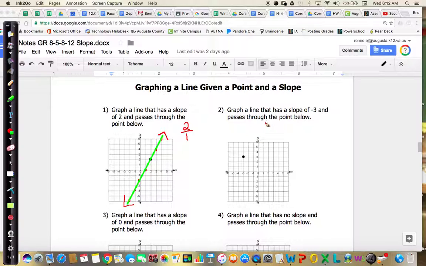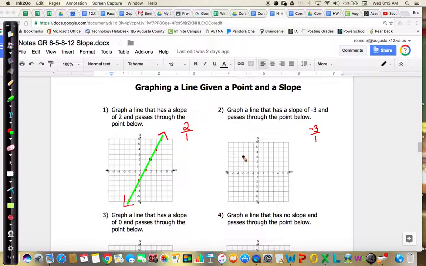It says graph a line that has a slope of -3 and passes through the point below. Once again, I don't have a fraction, so I'm going to write -3 and I can put a 1 underneath it, because -3 divided by 1 is still -3. Now I have a fraction, I have a rise, and a run. Now, since my slope is negative here, either the rise is negative or the run is negative, but they both can't be negative at the same time because that would create a positive.